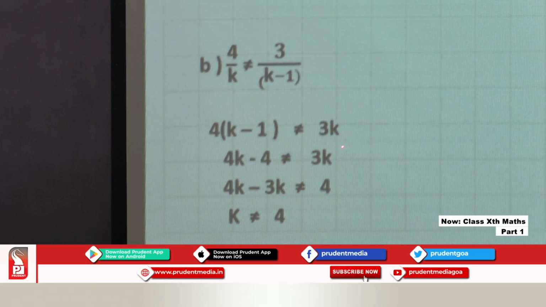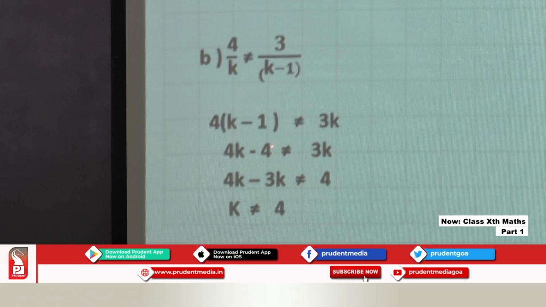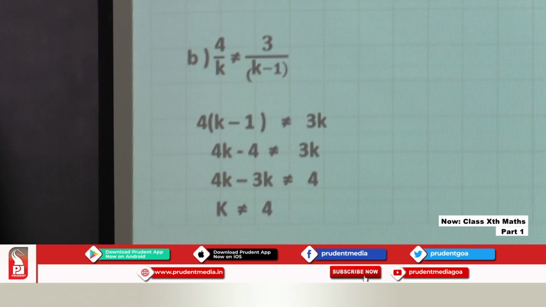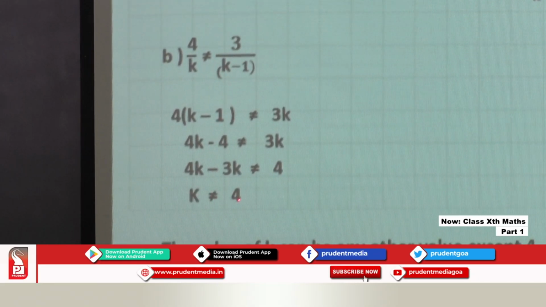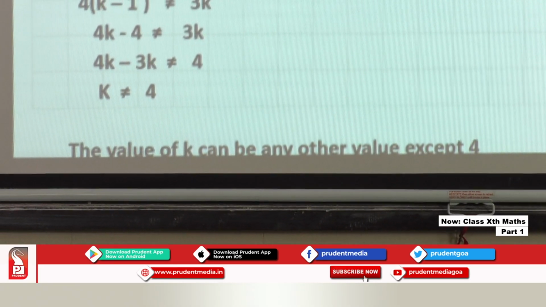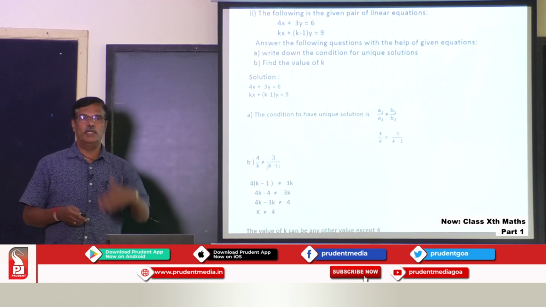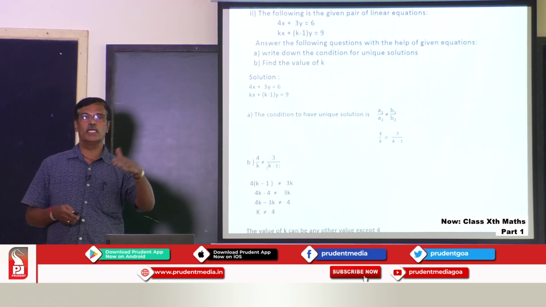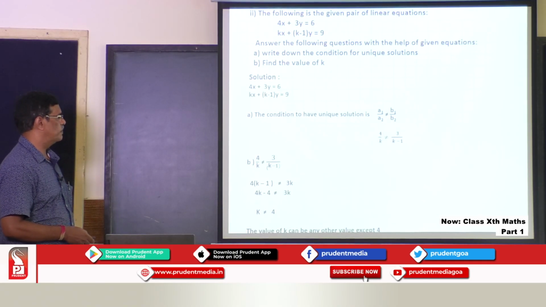Now we shift the like terms. So this 3k comes to the left hand side. We get 4k minus 3k not equal to, and we shift this minus 4 to the right hand side, we get plus 4. Then 4k minus 3k is k not equal to 4, and therefore the value of k can be any other value except 4. These are the two problems that we have taken on unique solution. Now let us go for the next problem.